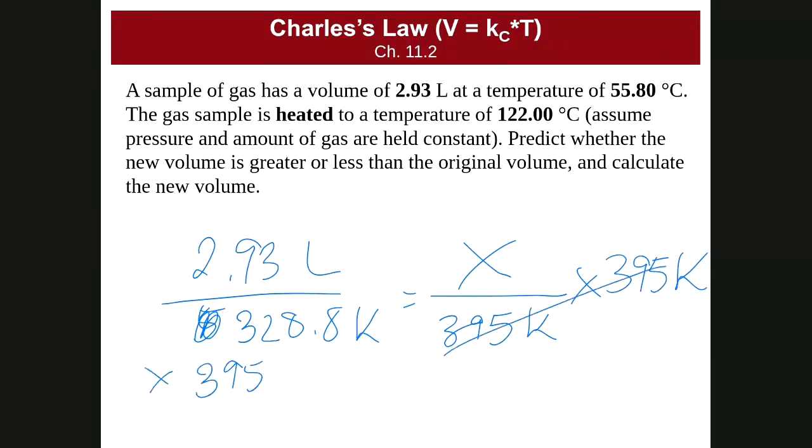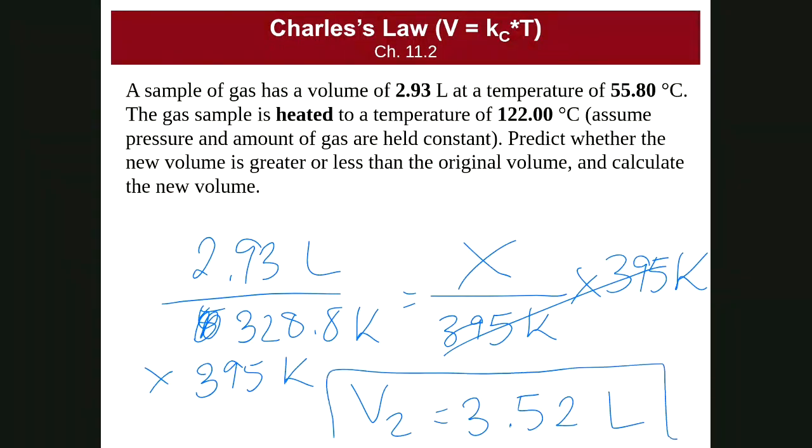So if we plug this into our calculators, we're going to have 2.93 divided by 328.8 times 395. So our new volume is going to be 3.52 liters. So does that make sense with our knowledge of Charles' law? We heated up our sample, so our temperature increased. So because it's directly related, the volume should also increase, and it did. Awesome.